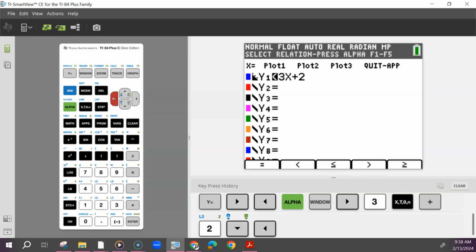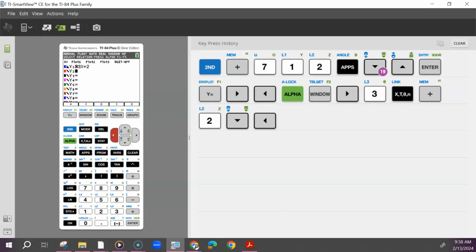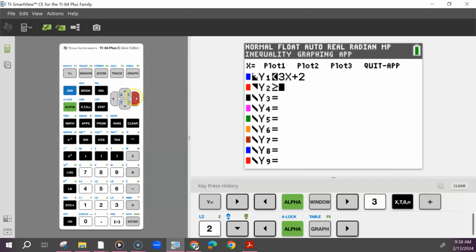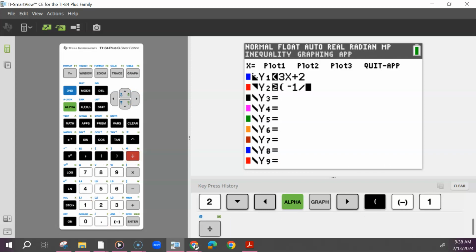The issue with this app is you can't use your alpha y equals to use your fraction bar, so you have to put fractions in parentheses. So if we change this to a greater than or equal to, that would be alpha graph. And you'll see that it's now a solid line shaded above. Then you can use parentheses, -1 divided by 2, and then outside of the parentheses, x minus 4.